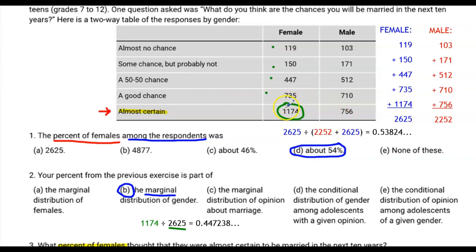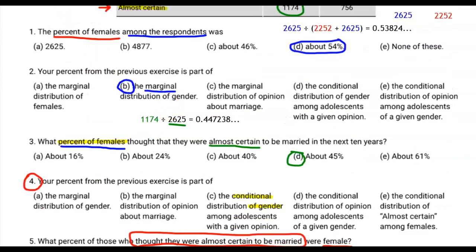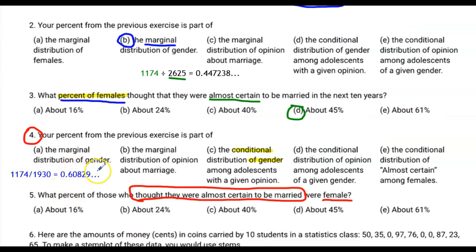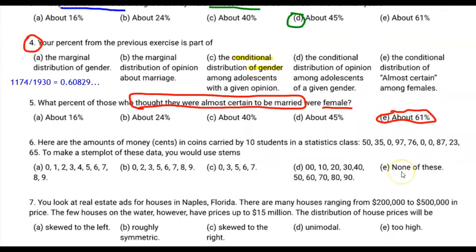We have 1174 divided by the total of 1174 plus 756. And that value should be just about 0.608, about 61%. So those 5 questions are about the two-way table.